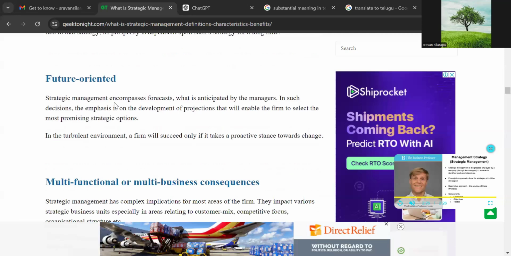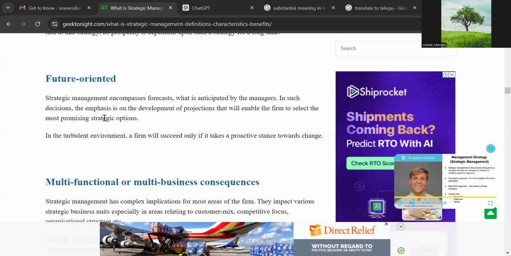So next, future oriented. Strategic management encompasses forecasting, which means estimation. So what is anticipated by the managers? It is anticipated by the managers.